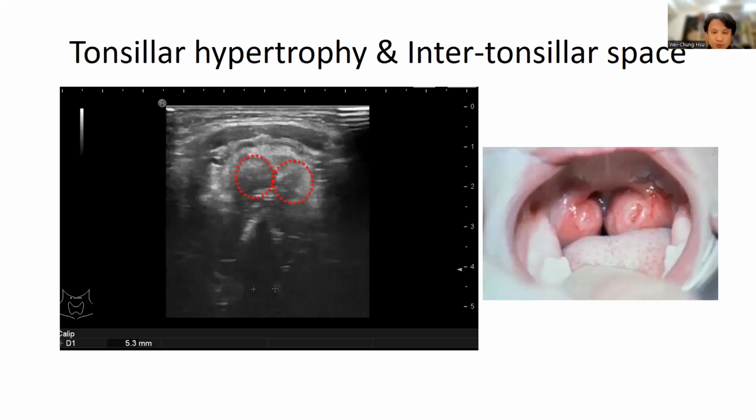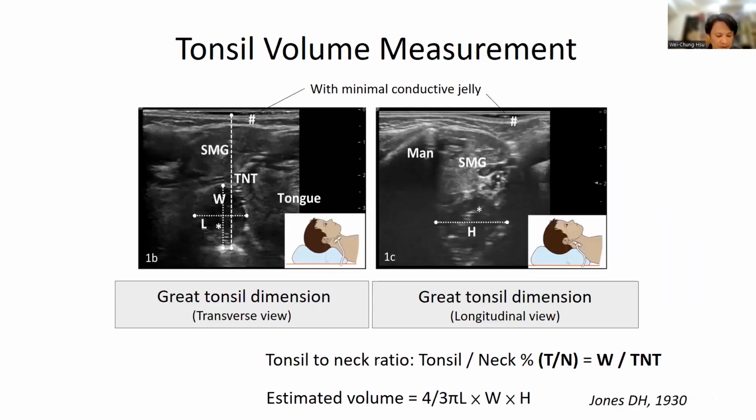Also, by submental view, you can estimate the hypertrophy grading of the tonsil and see the intertonsillar airway space, and the image looks very similar to the ENT local findings of our oral cavity and oropharynx. We also use the ultrasound linear transducer to measure the tonsils in three-dimensional aspect by transverse and longitudinal scan. The lateral dimension of tonsil to neck thickness ratio was calculated too. Then the estimated tonsillar volume could be calculated as one of the outcomes for further analysis in our study.